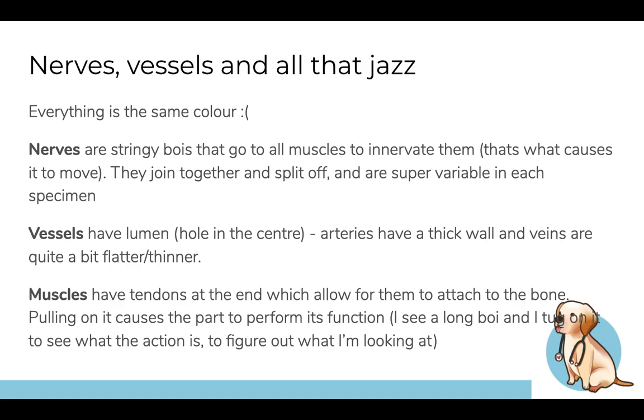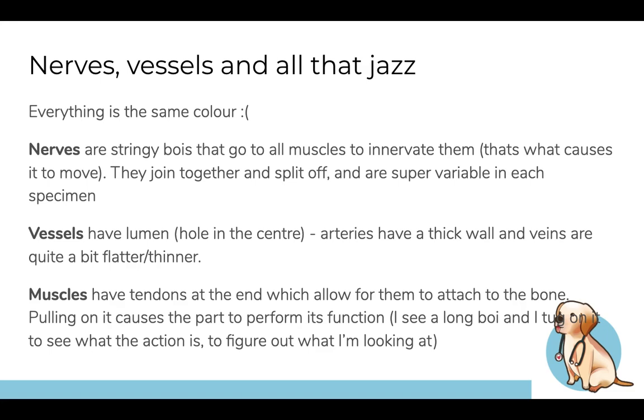Arteries hold their shape a lot better. They have a thicker wall, whereas veins are a little bit flatter and thinner because that wall is quite a bit thinner. And then you've got muscles, which, sounds bad, but literally look like pulled pork, if you've seen what that looks like. And they've got tendons at the end, which attach to the bones, which allow them to perform the function that they're supposed to.